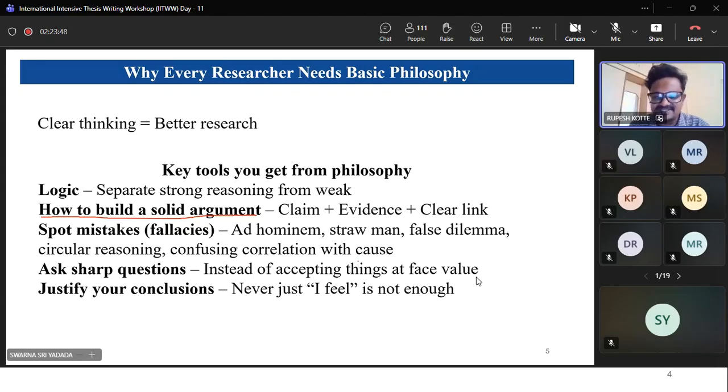Should that be the case? It should never be the case. But unfortunately, that is what we are experiencing, students.